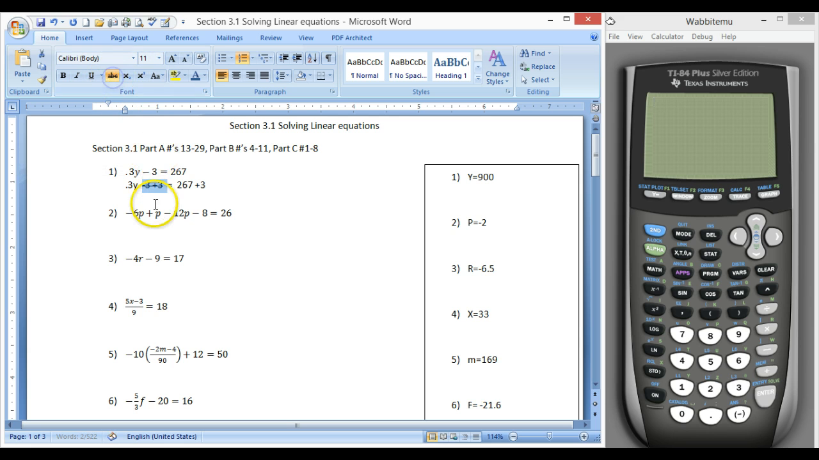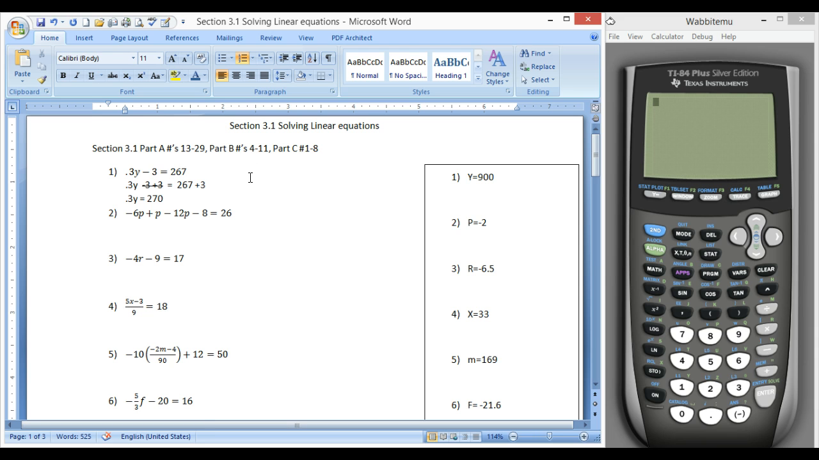We're going to get to the point where I'm not going to show you doing it on both sides. I'm just going to do the opposite to the other side because it will always cancel out with what I'm doing on this side, which is good. That's what we want. So down here, I'm left with 0.3y equals 267 plus 3 gives me 270. I'm going to need a little more room, so we'll just move our work up in this direction.